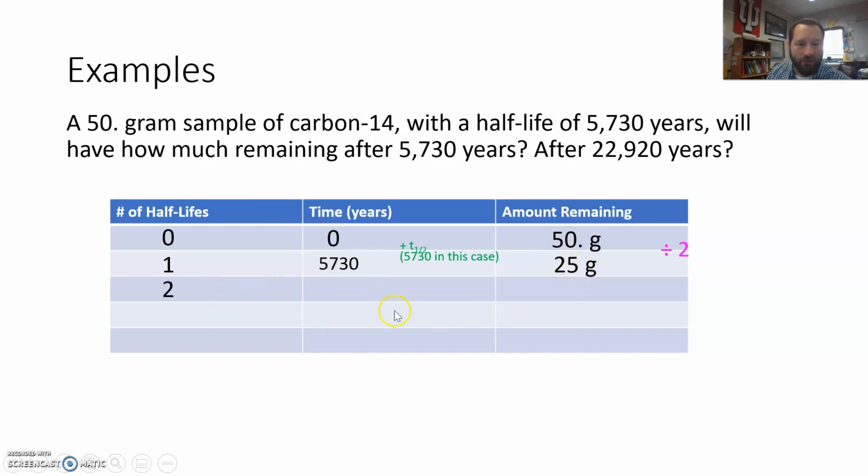How about after that second half-life? Once again, we add the length of time, the 5,730 years. So 5,730 years plus another 5,730 is 11,460. Then once again, the 25 grams we have remaining gets divided in half, and after 11,460 years, we have 12.5 grams remaining from our initial sample. After a third half-life, we get to 17,190 years. Again, we add that half-life time, and we divide our 12.5 in half, and this time we're down to 6.25 grams.